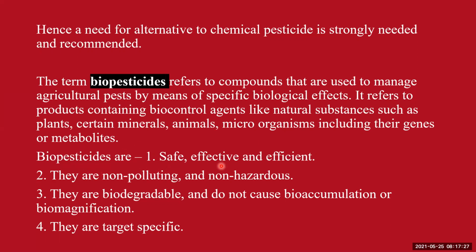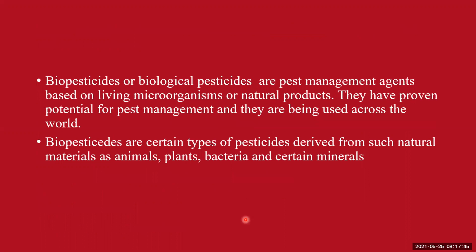Now, why do we want to use biopesticide as an alternative to chemical pesticide? Because they are safe, effective, efficient. They do not cause any health problem. They do not cause environmental pollution. They are non-polluting. They are non-hazardous. They are biodegradable and hence do not cause any kind of bioaccumulation or biomagnification. The most important being they are target specific. They only kill their target insect pest.